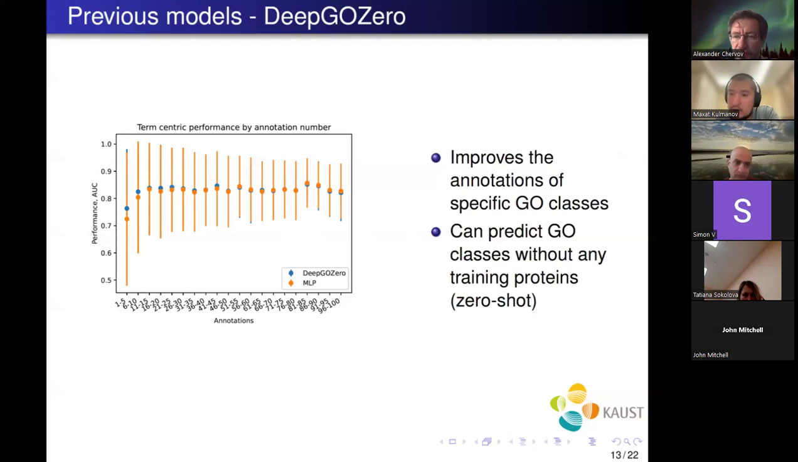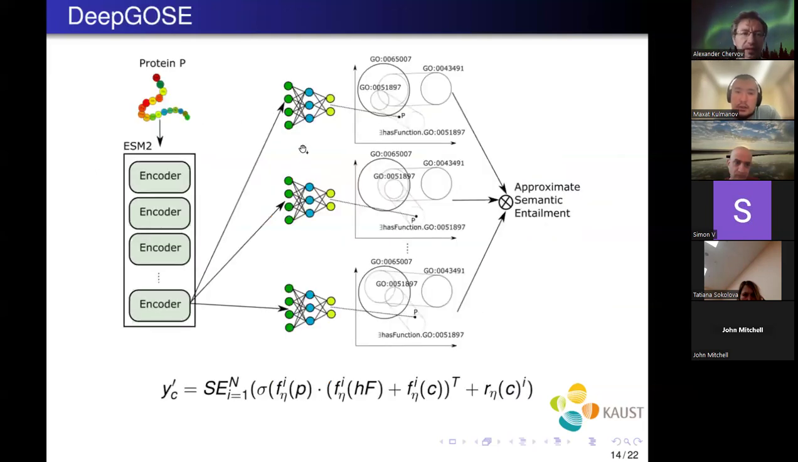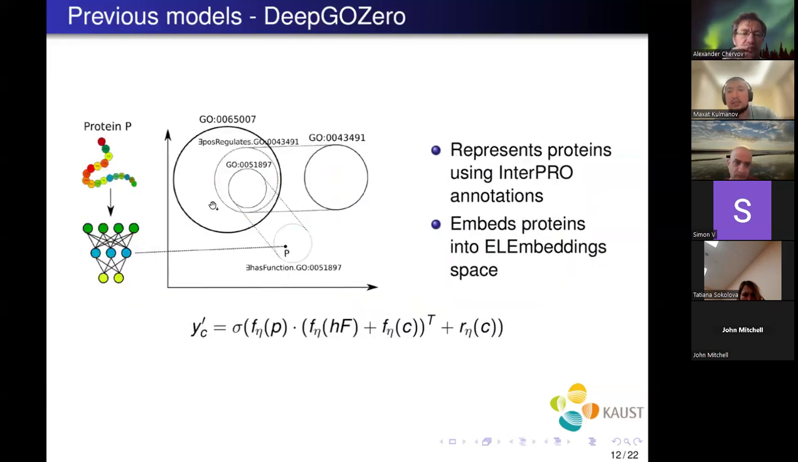Maxat, there is a question also in the chat. On the previous slide, when you plotted these circles for gene ontology, was it two-dimensional, or is it just a picture? No, this is not two-dimensional. It's just for visualization. The dimension of the embedding in this model, I think, was around 1024. Okay, thank you. Yes, so this is just to visualize.